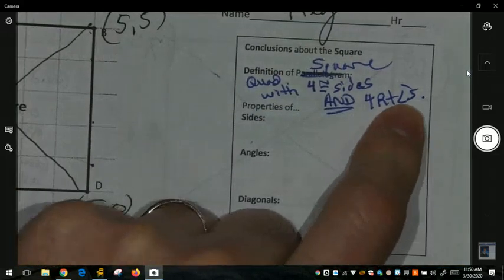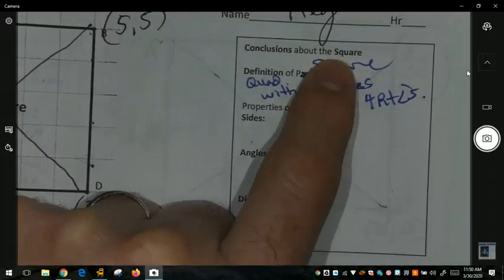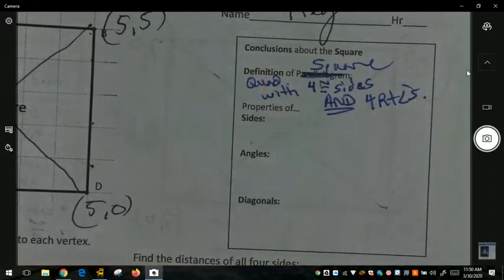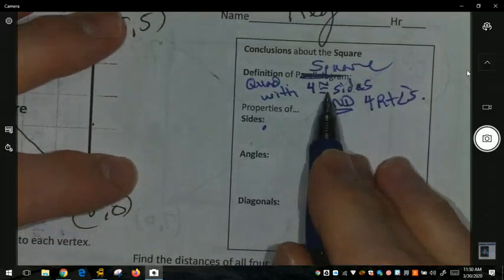and it has to have this as well, 4 right angles. So that means that a square meets the definition of a rectangle because it has 4 right angles, and a square meets the definition of a rhombus because it has 4 congruent sides, just like the rhombus. And it also meets the definition of a parallelogram since it has 2 sets of parallel sides. The sides, yes, we already know they're congruent, but we also have opposite sides parallel.